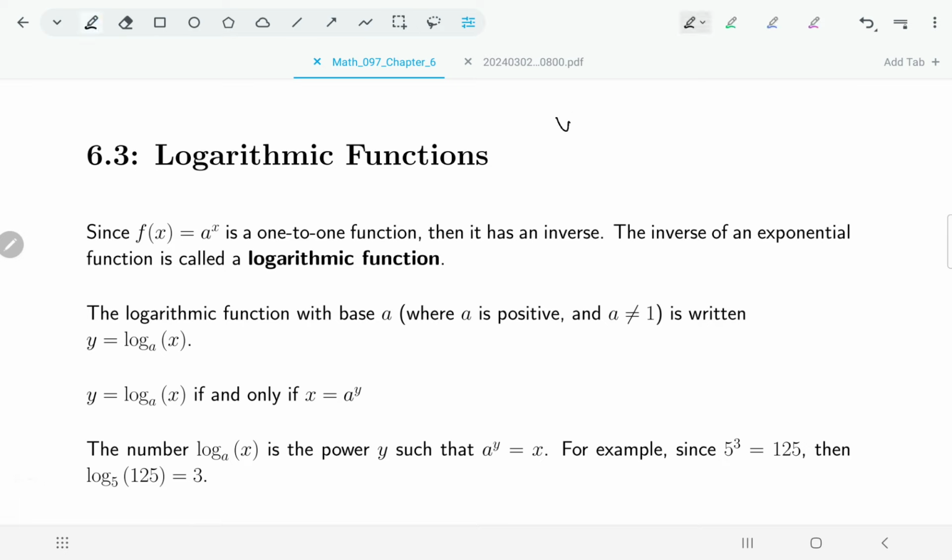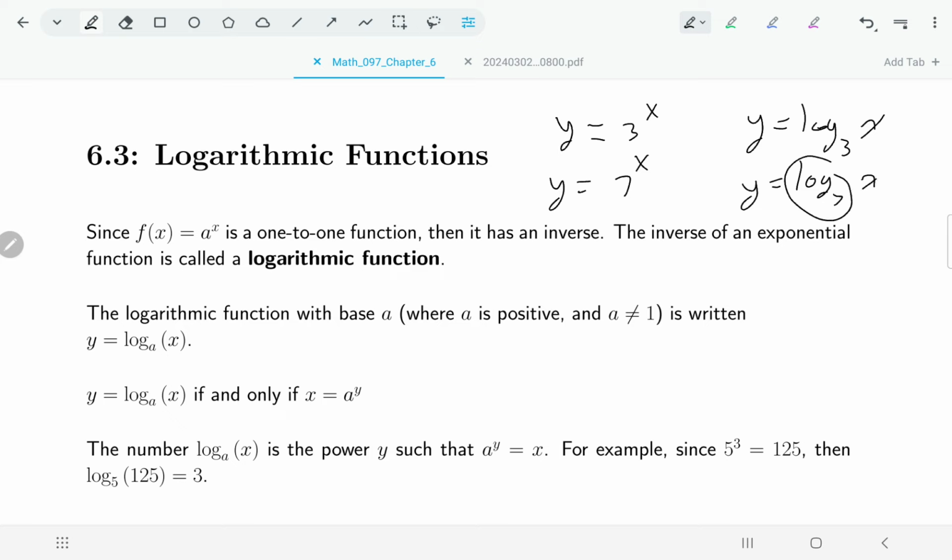If you had a function that was 3 to the power of x, its inverse would be log base 3 of x. And if you had a function that was 7 to the power of x, then the inverse would be log base 7 of x. For this function, log base 7, that's the name of our function. I'm not doing anything with the 7 and the x, I'm not combining them in any way. Log base 7 is just the name that I have for my function.